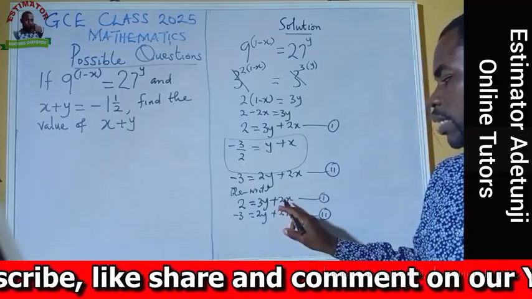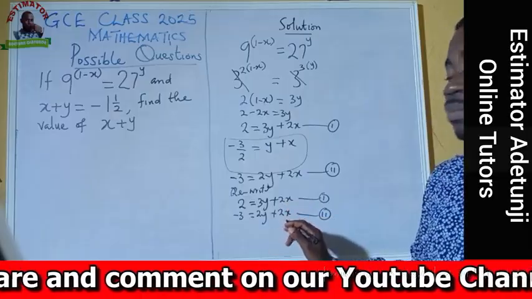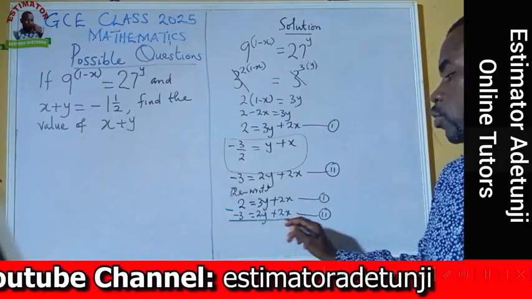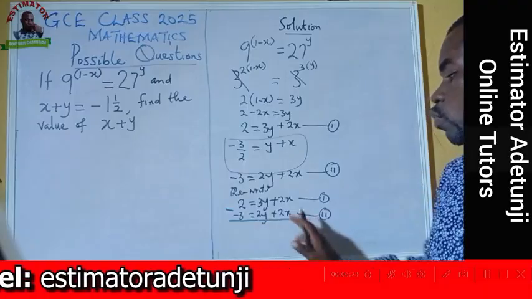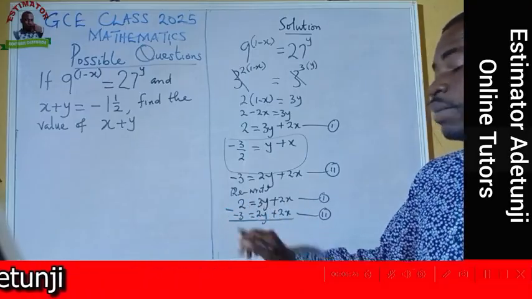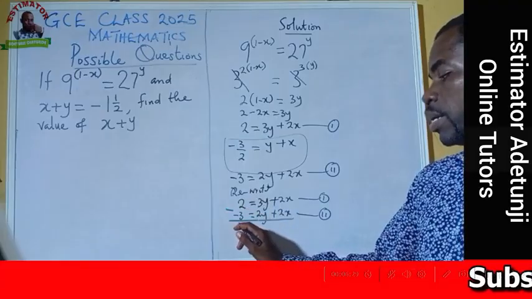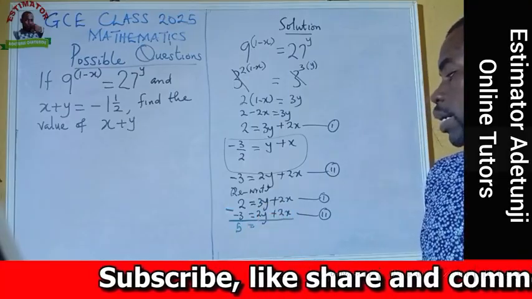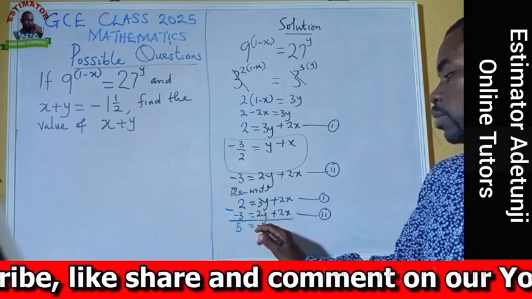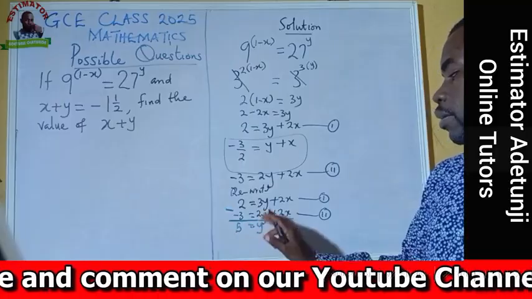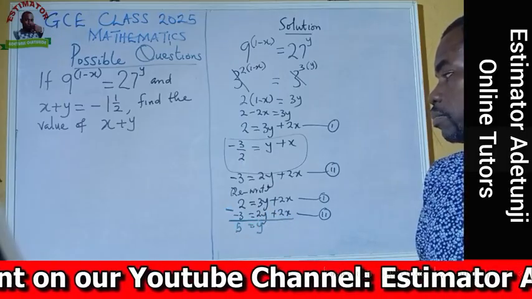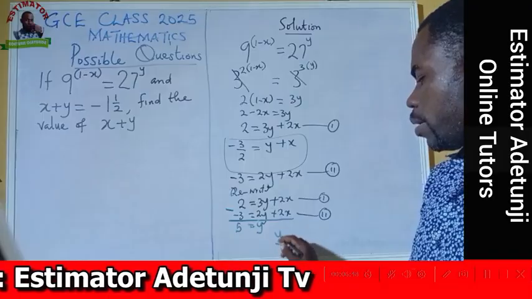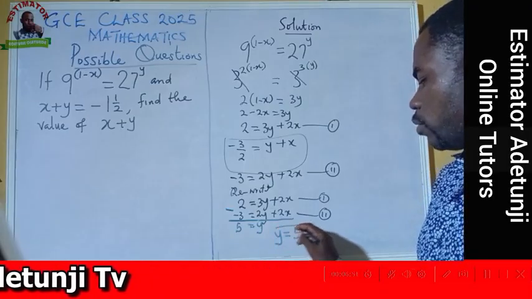So with this, since I have the same x terms, I'll just apply my negative sign to make the difference. So I'm subtracting equation 2 from equation 1, that is 2 minus minus 3, I'm having 5. And here I have 3 minus 2, I'm having y. And that is it. With this, I have gotten my answer, that is y equals 5.